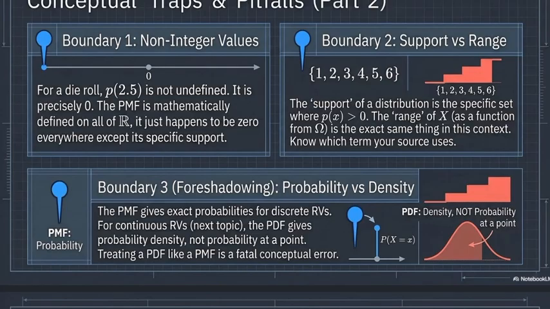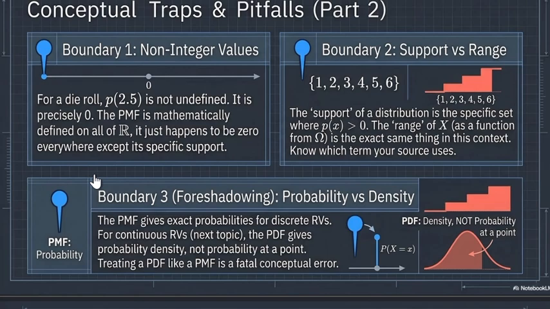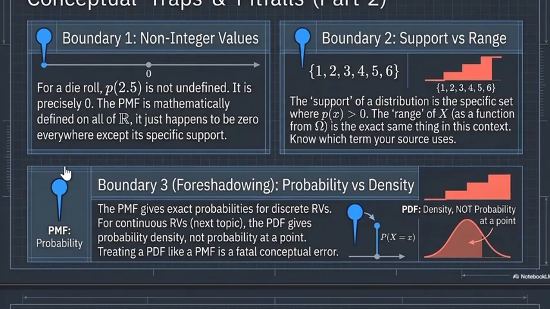Now, there is one more mistake, confusing PMF with the probability directly. The PMF gives the probabilities of a discrete random variable. And for a continuous random variable, which will be our next topic, there is a function, the PDF, probability density function. It does not give probabilities at any point, okay? It gives probability density. So treating a PDF like a PMF is one of the most common conceptual errors in the entire topic, okay?